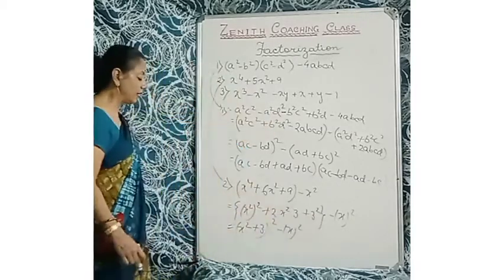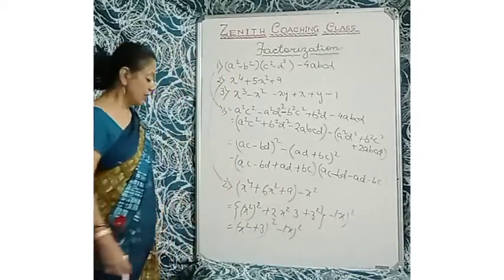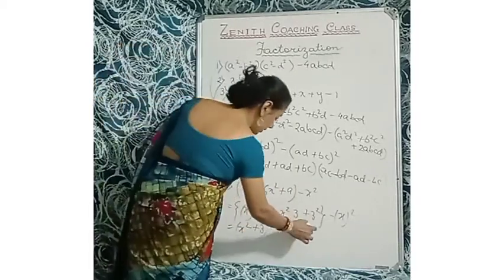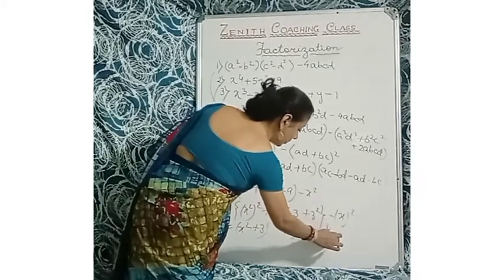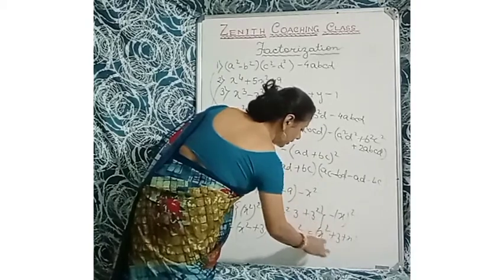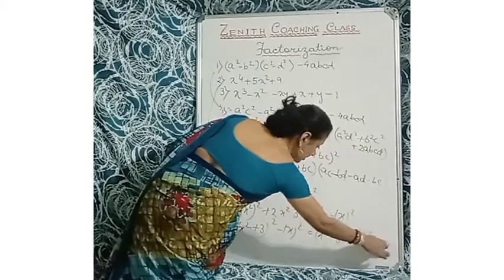So what is the formula here? It is a square minus b square. Understood the sum? A square minus b square. So it is a plus b, that is x square plus 3 plus x, and here you will write x square plus 3 minus x.